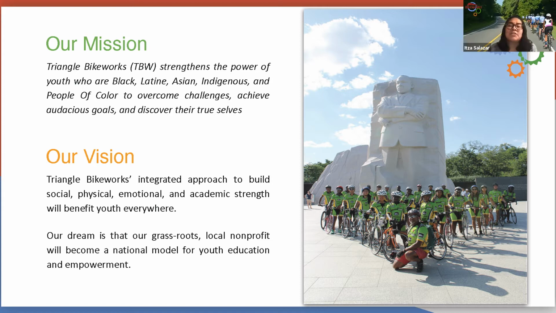I would like to note that participants don't have to know how to ride a bike. We will teach them. I will teach them. We will build their confidence on the road and on the trails.